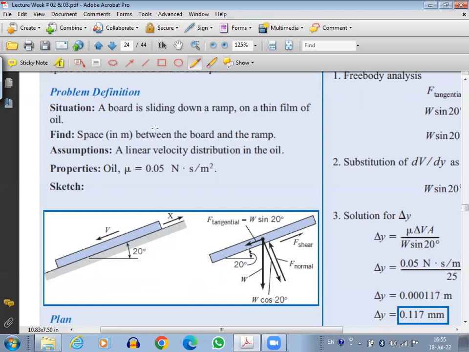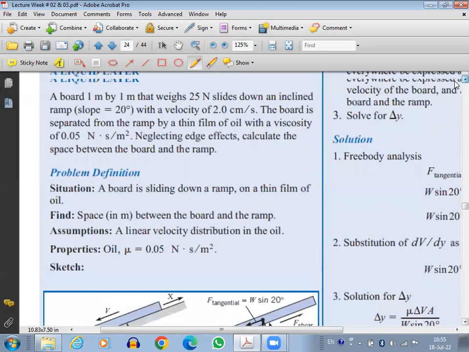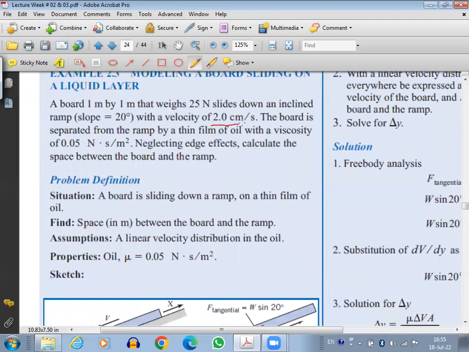Now you know what is the velocity of the board. It is given what is the weight of the board. It is given what are the dimensions of the board. It is given what is the slope. It is given what is the viscosity of the oil. Now we need to find out what should be the thickness of the oil so that the board is actually moving at a velocity of 2 centimeter per second. Okay. So again, it's the same formula that we have to use here.